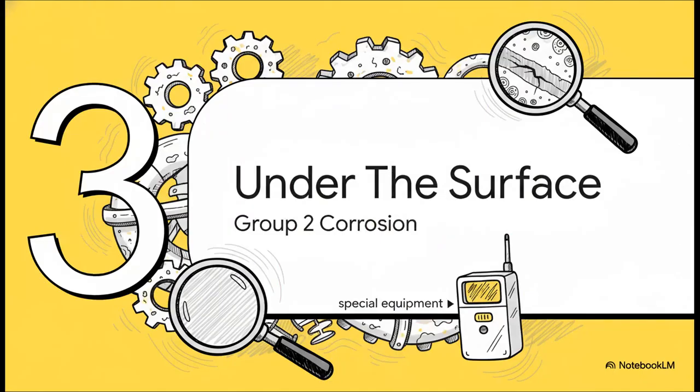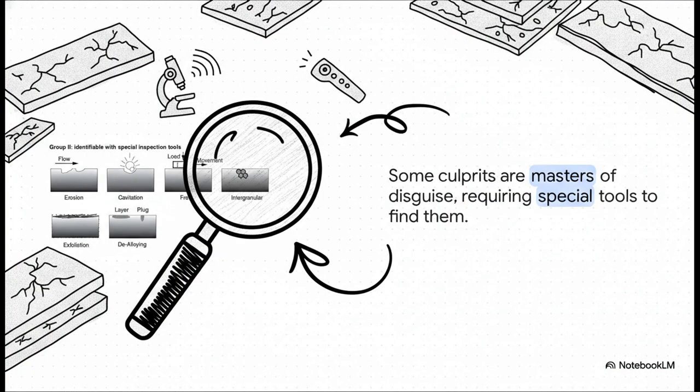Okay, so we've nabbed the easy-to-spot culprits, but some forms of corrosion are masters of disguise. To find them, we have to dig a little deeper. We have to start looking under the surface for hidden clues. And here is our next lineup of suspects. You've got erosion, cavitation, intergranular corrosion. These aren't things you're going to see just by walking past. They are sneaky, internal attacks that require more advanced detective work to even find.